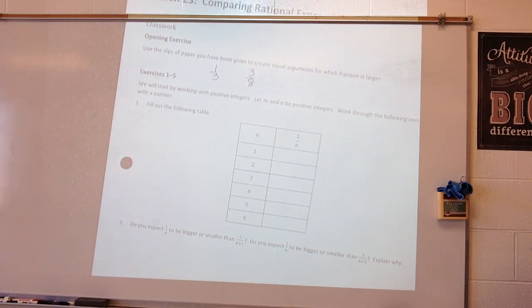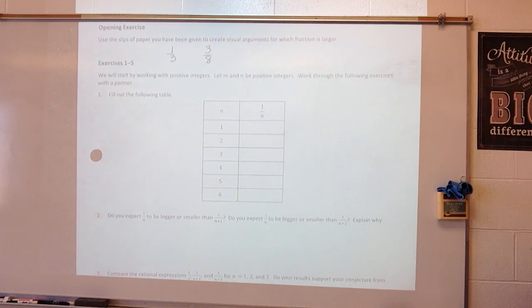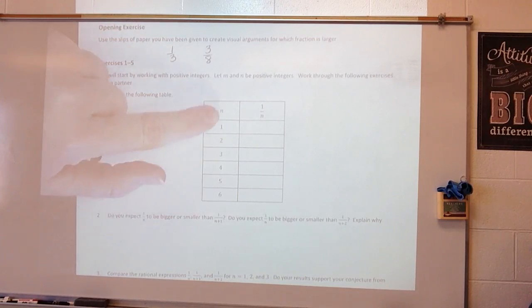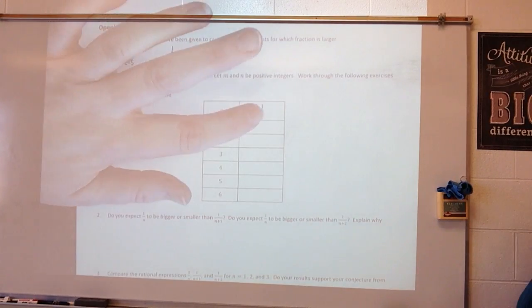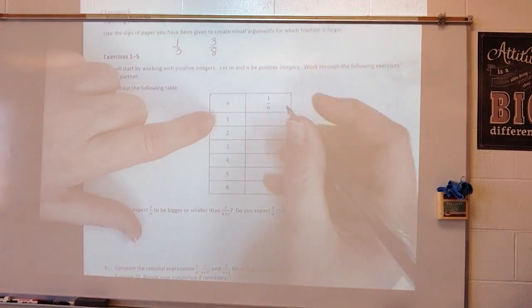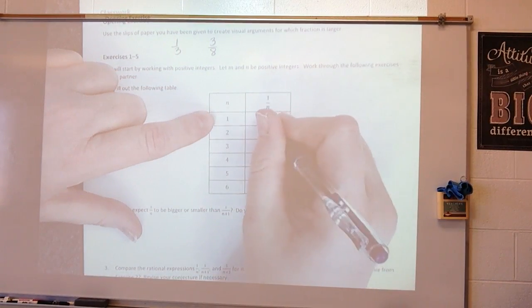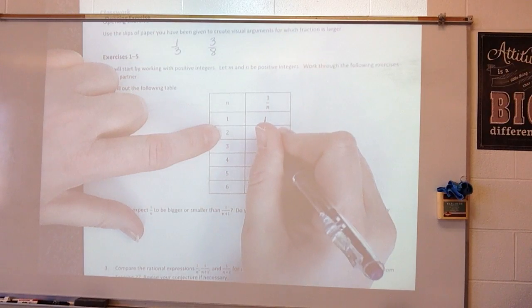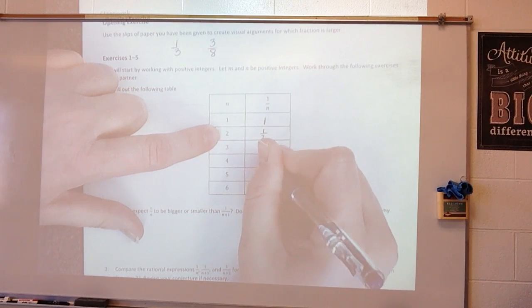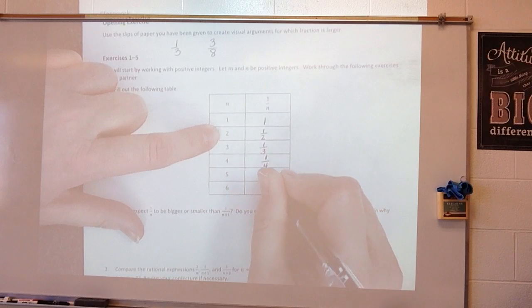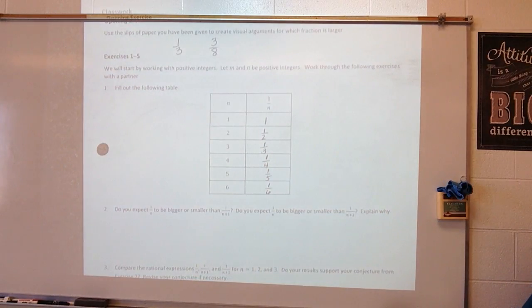All right, so we're going to start by working with positive integers. We're going to let m and n be positive integers. Work through the following exercise with a partner. Well, you don't have a partner, you've got me. All right, so it says fill in the following table. This is my value for n, and they said put 1 over n. So we'll put 1 over 1, which is 1. This will be 1/2, 1/3, 1/4, 1/5, and 1/6. Not that difficult.